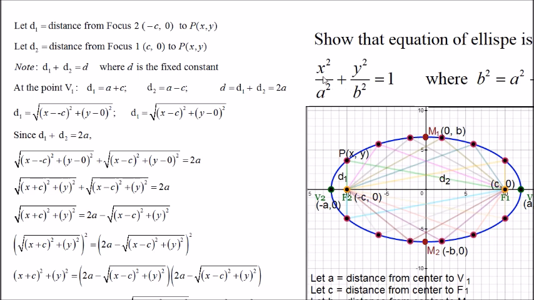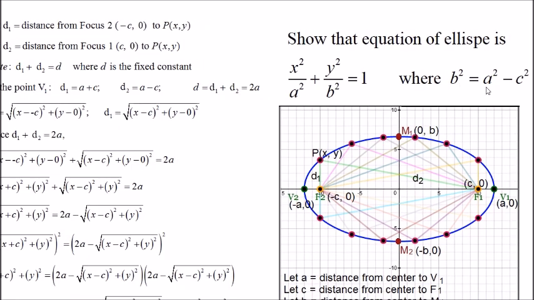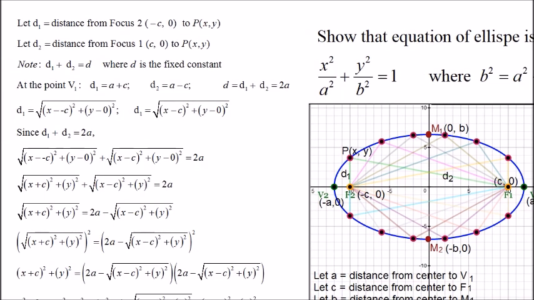And now let's show that the equation of this ellipse is x squared over a squared plus y squared over b squared is equal to 1. And we have just shown that b squared is equal to a squared minus c squared. Pick any point on the ellipse. In this case, let's pick the point P. The sum of the distances from P to the two foci must equal 2a.